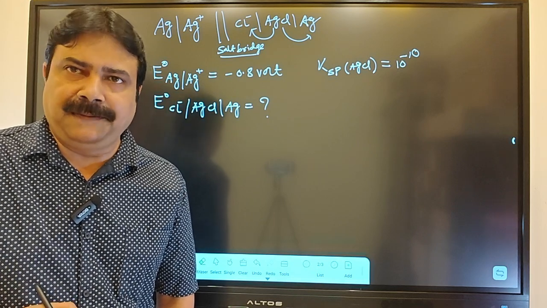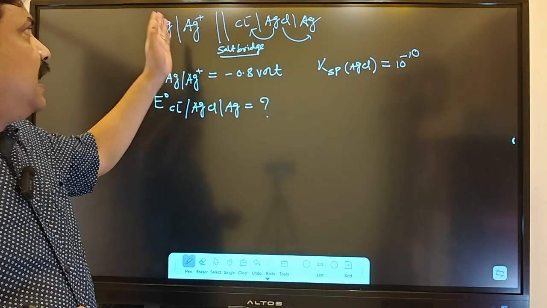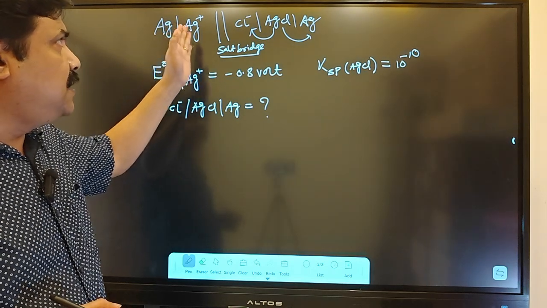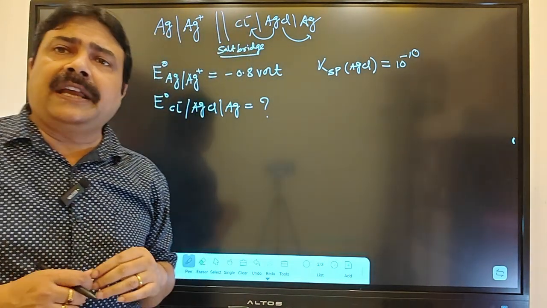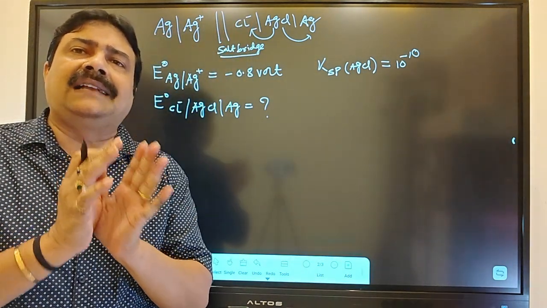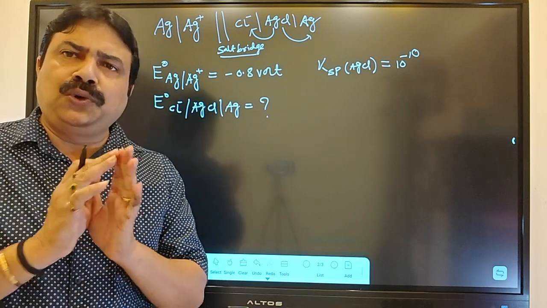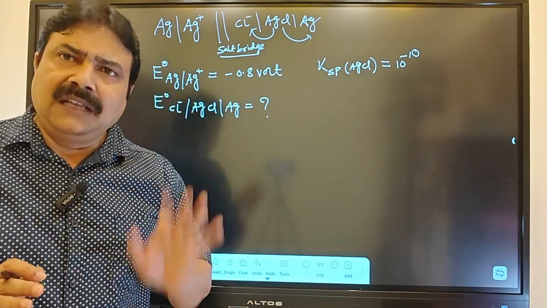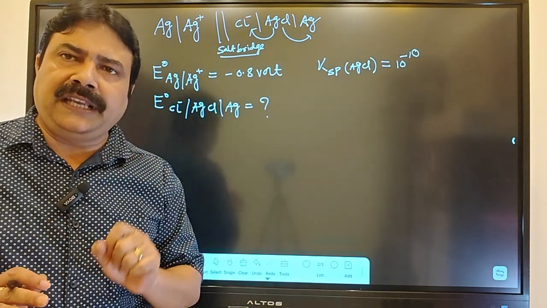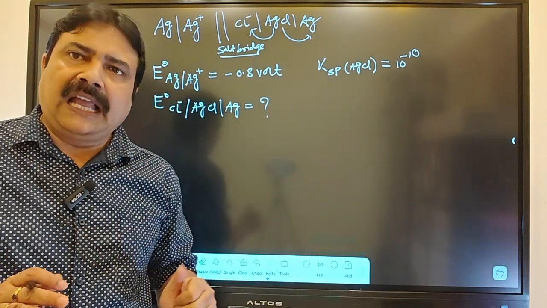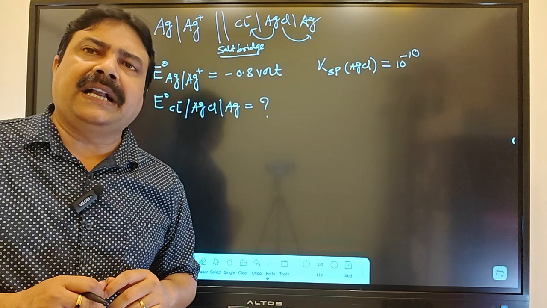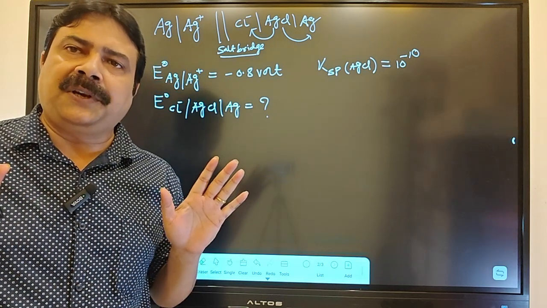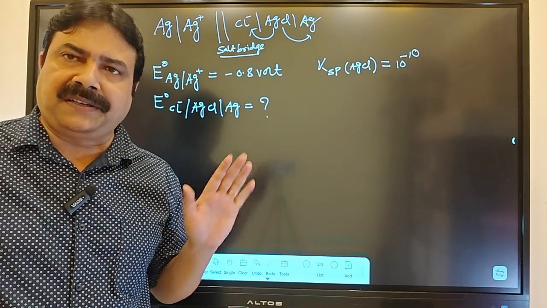Now here, if you look, in the anode also the silver ion has a role, and in the cathode also the silver ion has a role. It's like a concentration cell. So due to the difference in concentration, a reaction is possible, and there will be a flow of electrons from anode to cathode. There will be a current flow when the galvanic cell operates in discharging mode.